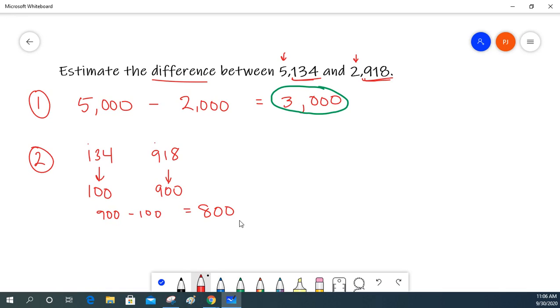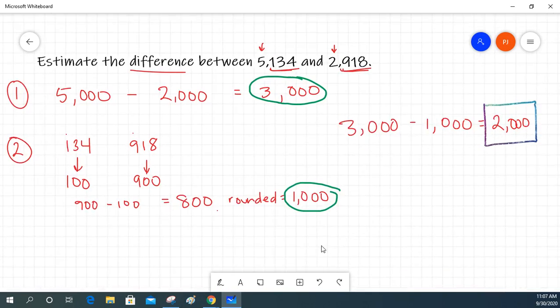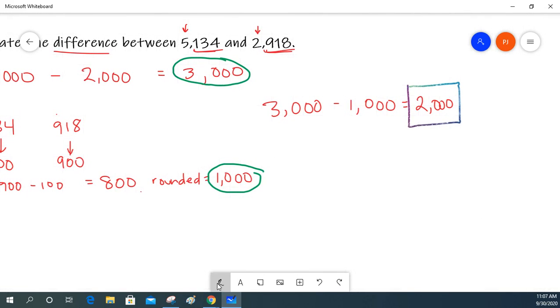Then, after I find my difference, I need to round to the nearest 1,000. And so 800 rounded to the nearest 1,000 is going to round up to 1,000. I'm finding the difference, so I need to adjust. So I'm going to do 3,000 minus 1,000. And so my answer is going to be 2,000. But now we can try checking our actual difference and see how close we got.